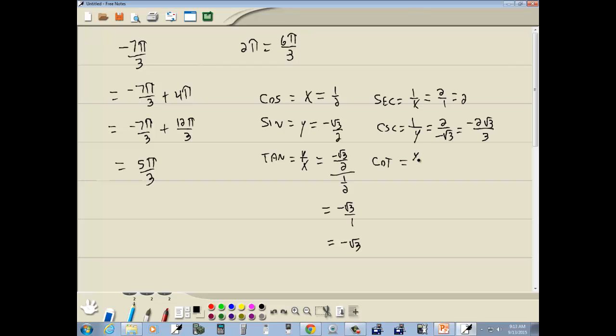And cotangent is equal to the reciprocal of tangent, so I'll flip this fraction. So we'll have 1 over negative square root of 3. Multiply top and bottom by the square root of 3 and move the negative up on top. So we're going to have negative square root of 3 over square root of 3 times square root of 3, which gives you 3. And those would be our 6 answers.